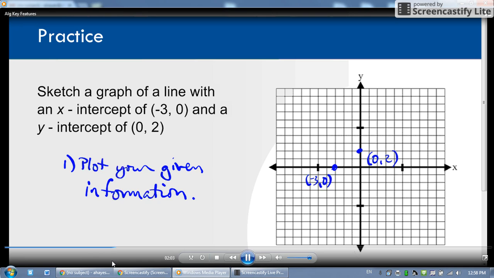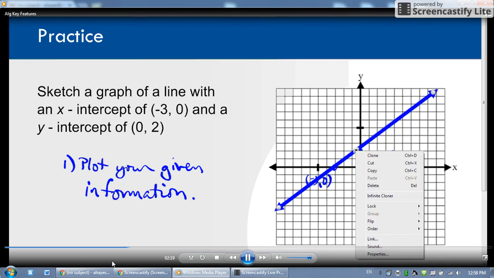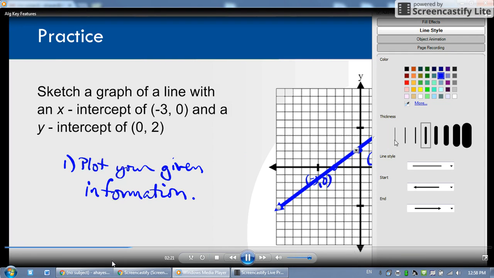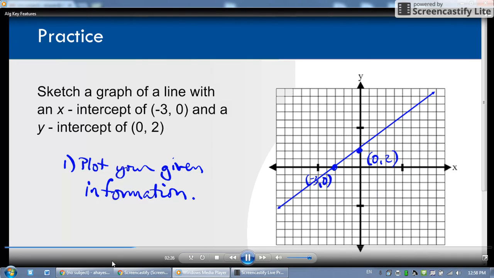Now, I would recommend, instead of trying to freehand this, you take a straight edge. Take a piece of paper and fold it in half a couple of times, and you can use that as a straight edge. You can use your ID, or if you have a ruler, you can use that. Any of those will work. Draw yourself a very nice, pretty line. Don't make it too thick, because it's going to be hard to read, so I'm going to shrink mine up a tad. Again, it should be going through both of your points, and then it should be good to go.